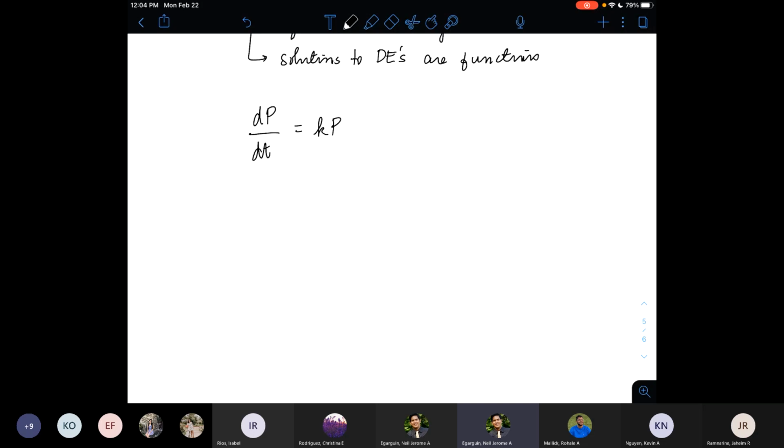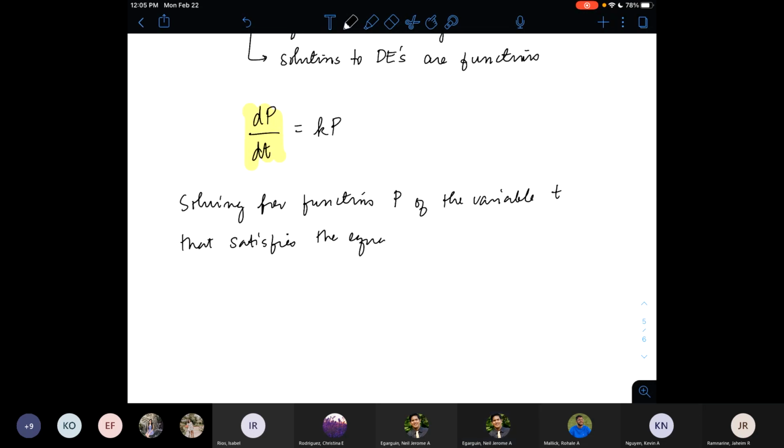First, it's a differential equation because it has the derivative dp over dt, right? And here we are solving for functions p of the variable t that satisfy the equation. So basically, we are looking for all those functions whose derivative with respect to t is equal to k times the function itself. That's from an abstract or theoretical point of view.